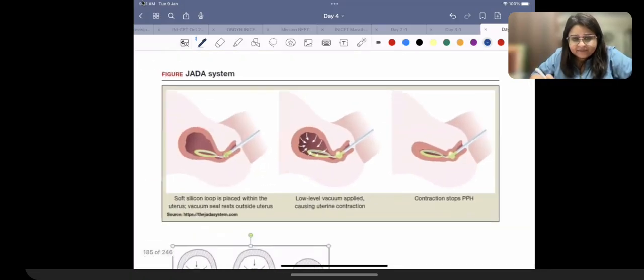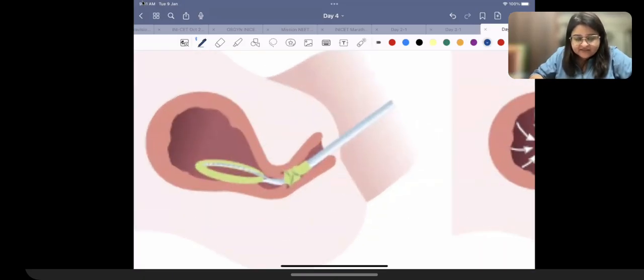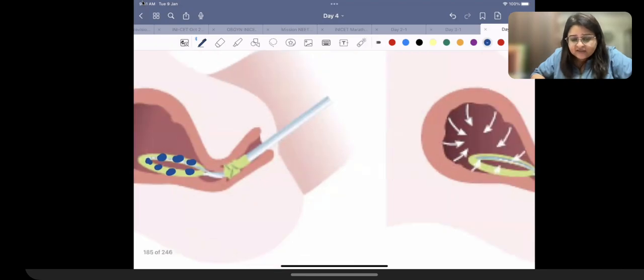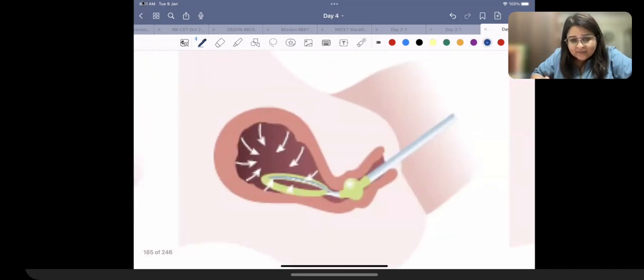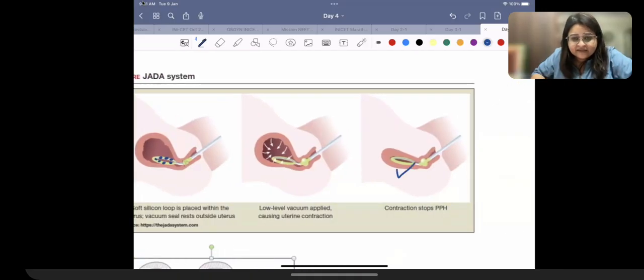This is the suction cannula. This is the JADA system by the Americans. You have this flexible rubber ring which you put inside, and this has holes here. When you switch on the suction, the uterus gets compressed over this system and it remains contracted like this.